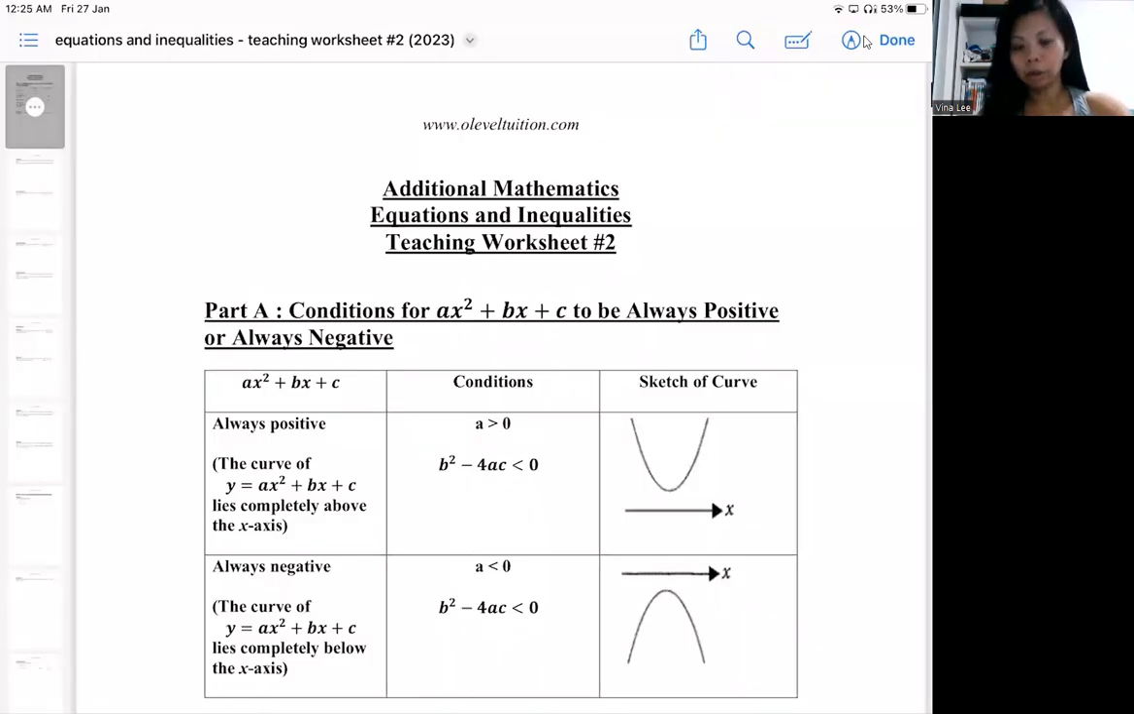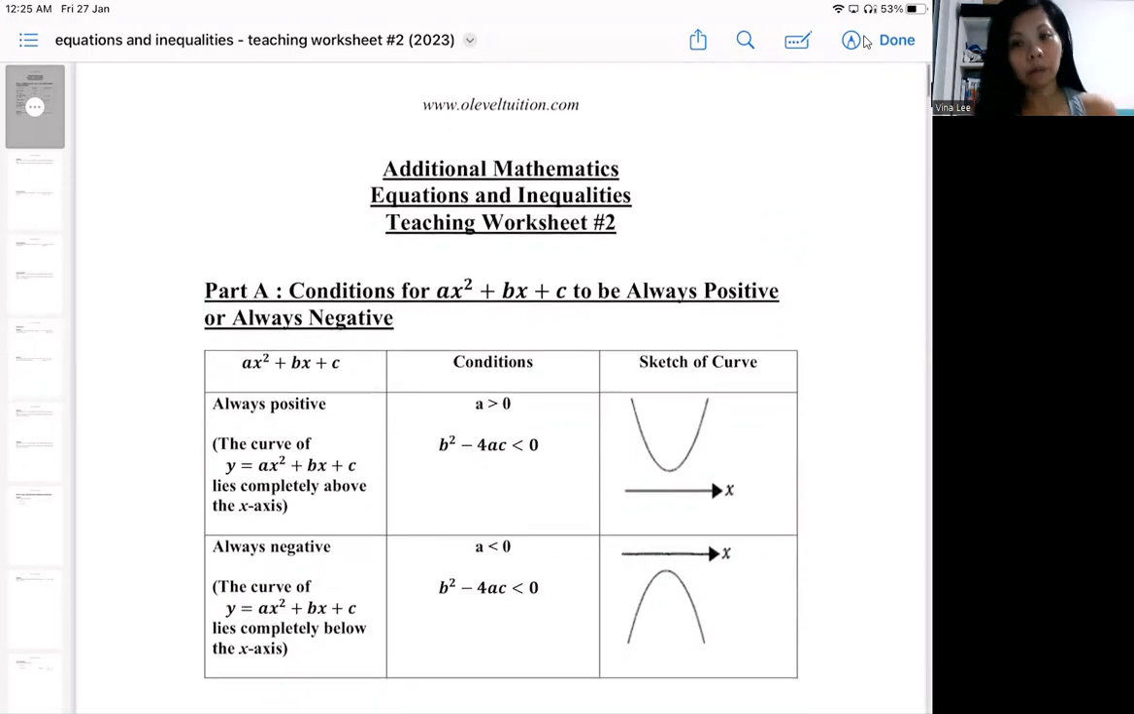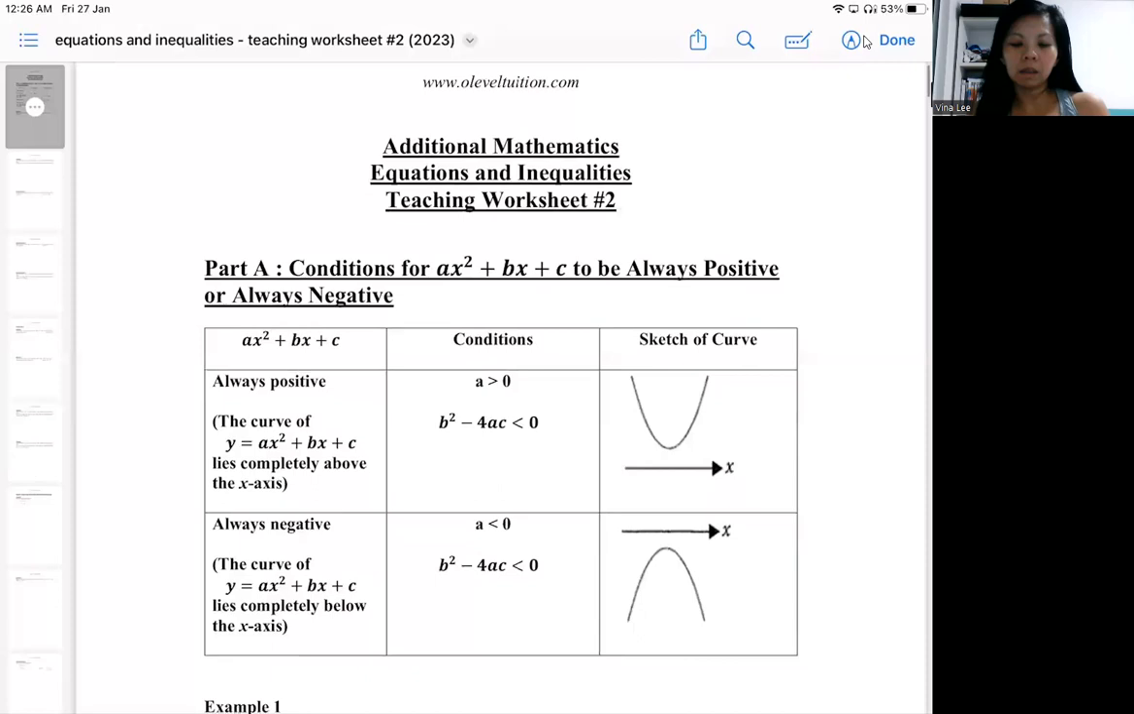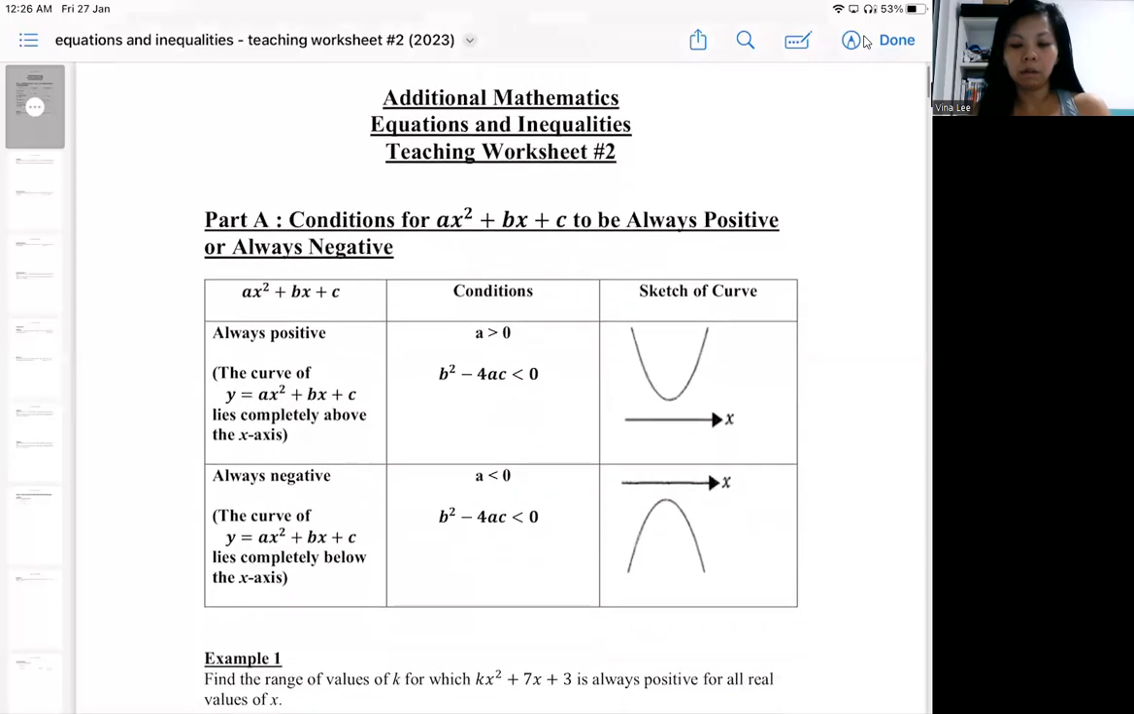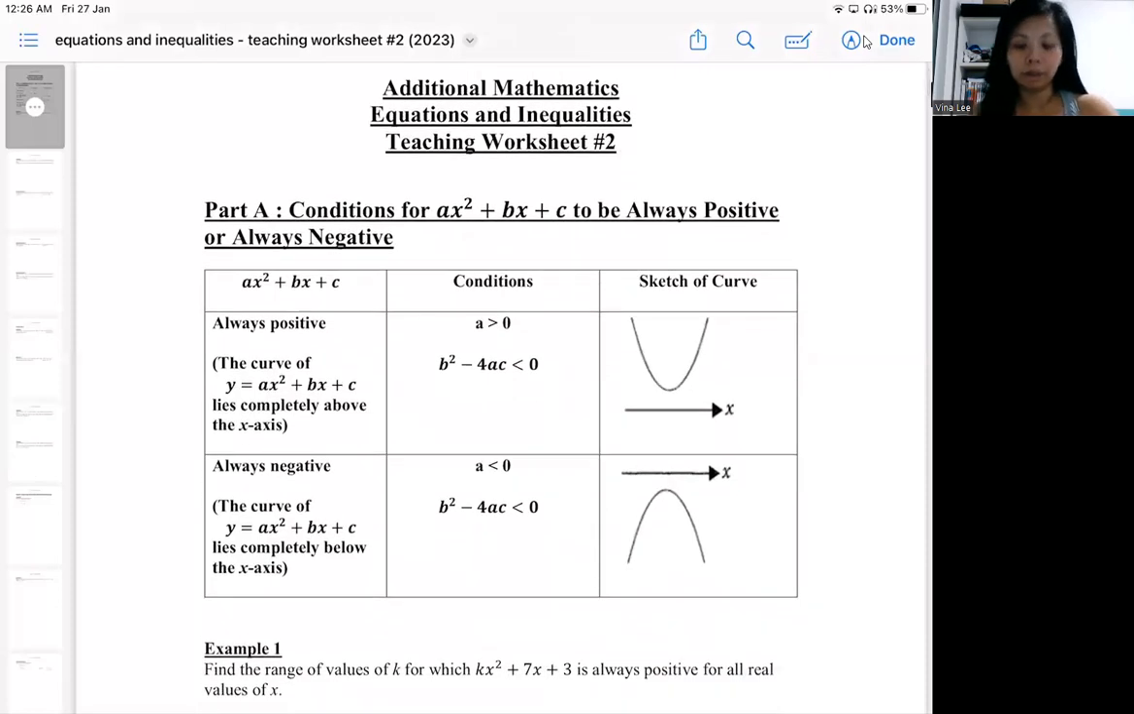In this teaching worksheet, we are going to explore the conditions for a quadratic function to be positive or negative. We'll also be exploring the concept of simultaneous equations and how the discriminant is implicated in the idea of simultaneous equations. So that will be the main idea for this teaching worksheet. So let's explore the idea for the condition of a quadratic function first.